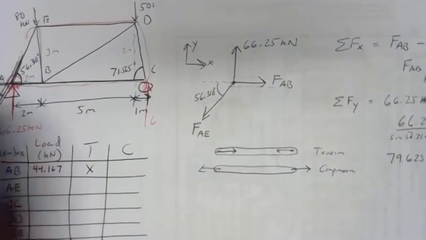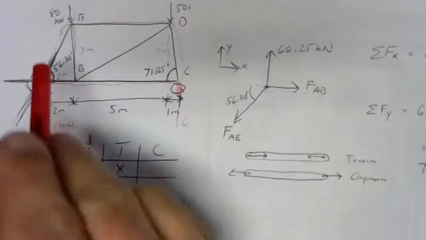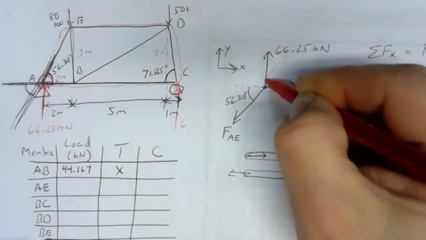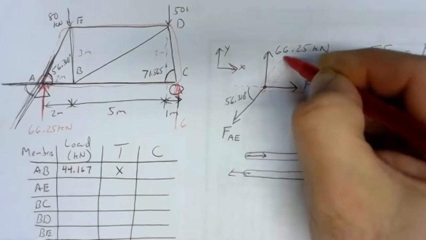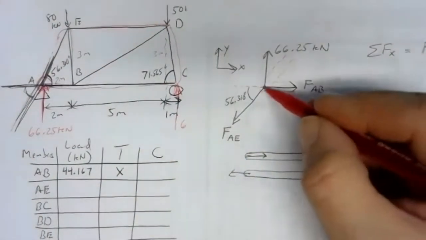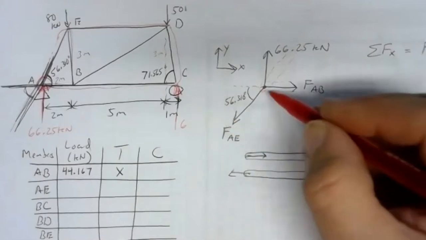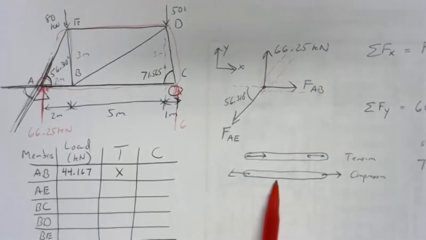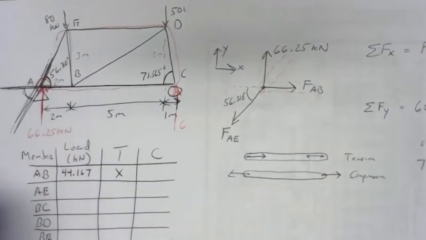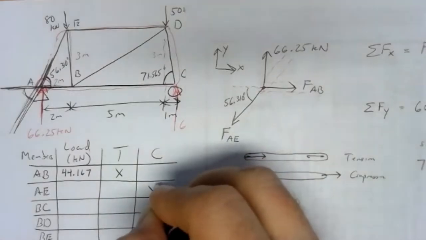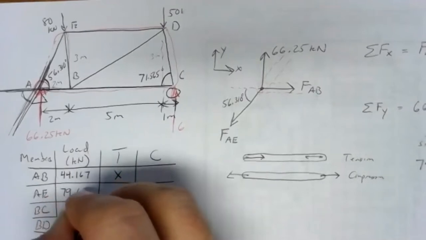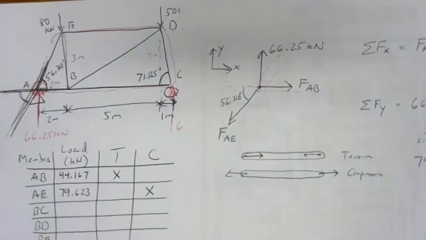Now member AE, comparing the physical drawing to the free body diagram, member AE is up here. Member AE is to the upper right of joint A. So member AE is pushing joint A away. Only members in compression can push something away. So member AE is in compression, and it carries a load of 79.623 kilonewtons.